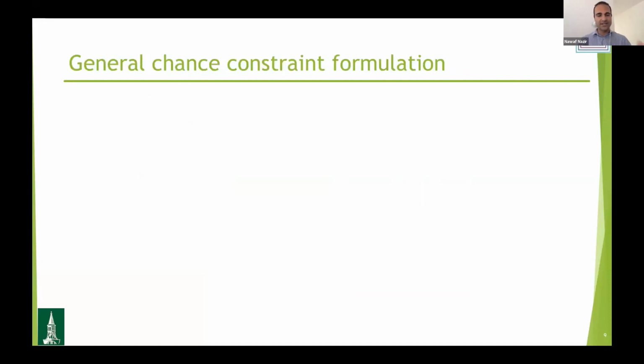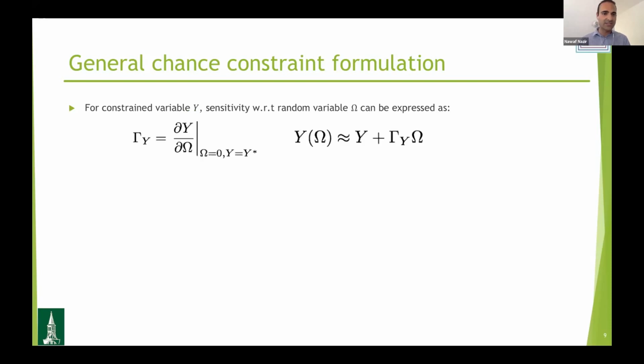All right, so in this slide, I will just mathematically formulate the chance constraint problem and how we use that chance constraint formulation to obtain these tighter bounds. So consider a constrained variable y. This could be like voltage or branch flow, and also a random variable omega, which could be the error in solar forecast. So then I can obtain the sensitivity factors of y with respect to omega, called here gamma y, assuming that omega is zero mean. And based on this, I can express y as a linear function of omega.